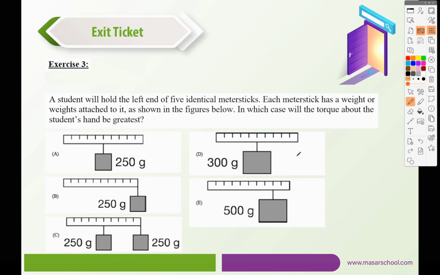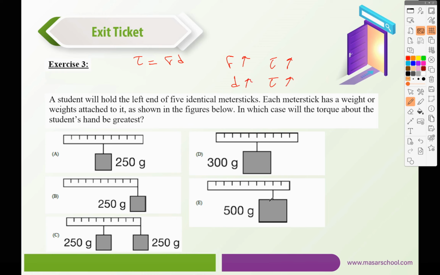And finally, exercise 3. A student will hold the left end of 5 identical meter sticks. Each meter stick has a weight or weights attached to it as shown in the figure below. In which case is the torque about the student's hands the greatest? Now the torque is given by Fd and it's affected by two factors: by the force and the distance. As the force increases, the torque increases. As the distance increases, the torque increases as well.